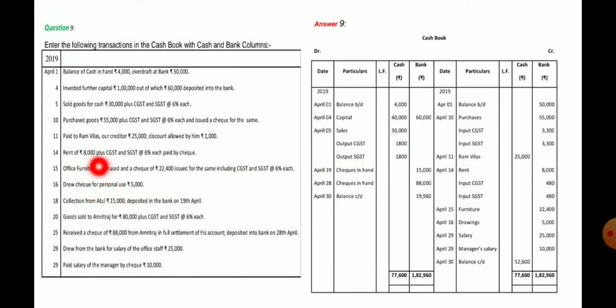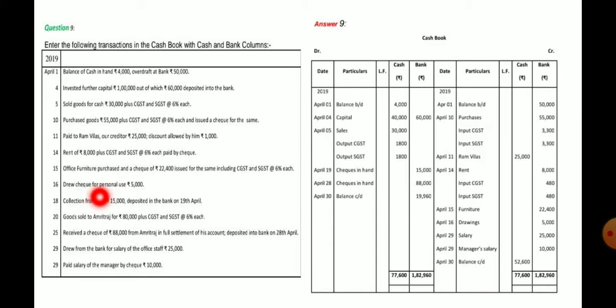Next is rent paid 8,000, CGST, SGST 6% paid by check, so it will be recorded in the bank column. Input GST, because we paid rent. Okay. Office furniture purchased and check of 22,400 issued for the same, including CGST and SGST, that is 6%. So you purchased office furniture, so it will be recorded on the credit side, 22,400, right?